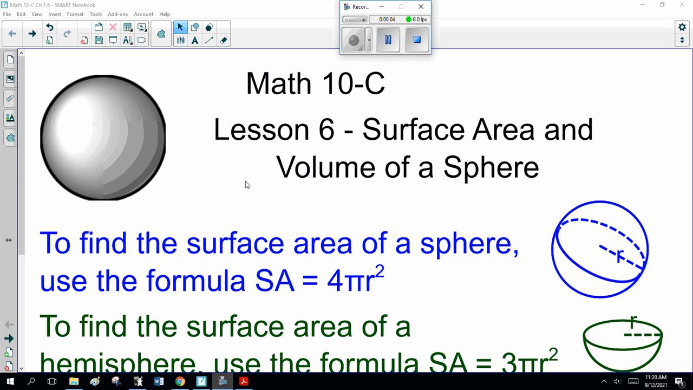Hello, ladies and gentlemen. Welcome to Math 10C Chapter 1, Lesson 6, Surface Area and Volume of a Sphere. To find the surface area of a sphere, we use the formula: surface area is 4πr².